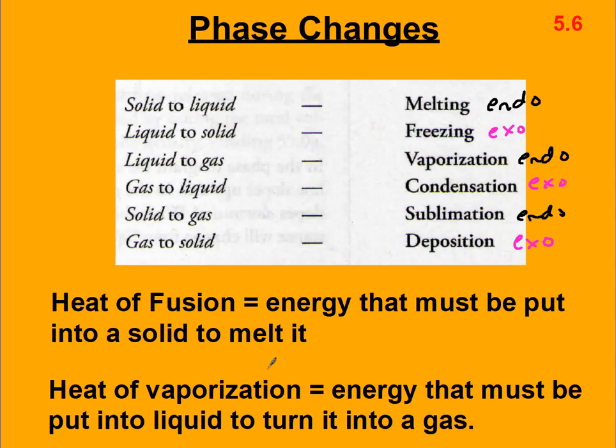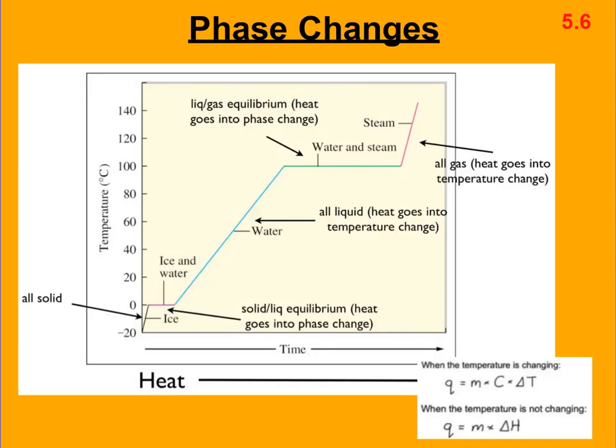Or, in the reverse of that, it'll be the energy that's released when a substance freezes. Heat of vaporization is the energy that must be put into a liquid to turn it into a gas. And again, the energy that would be released when a substance condenses. Here's a phase diagram. So as we go up the graph, it's endo, and as we go down the graph, all of these are exothermic.